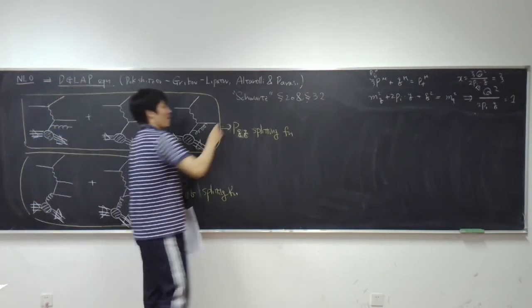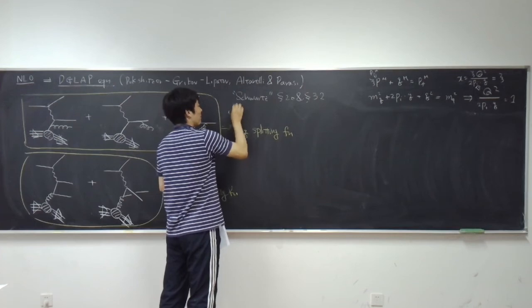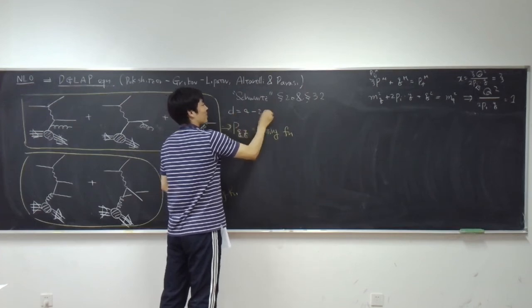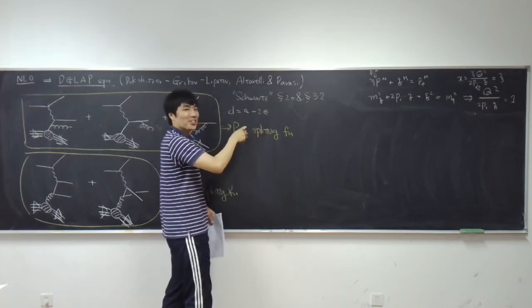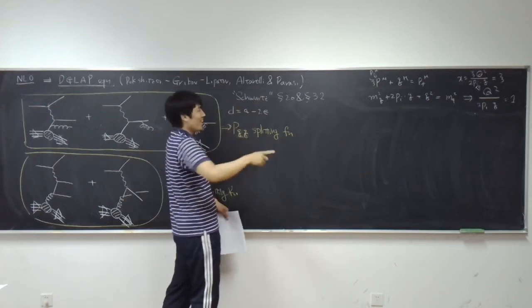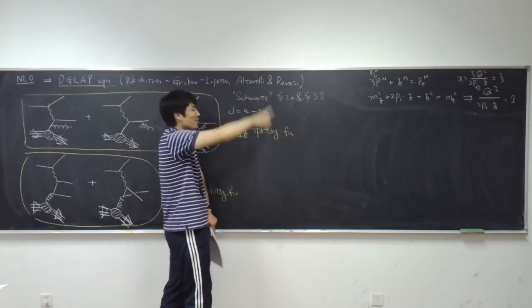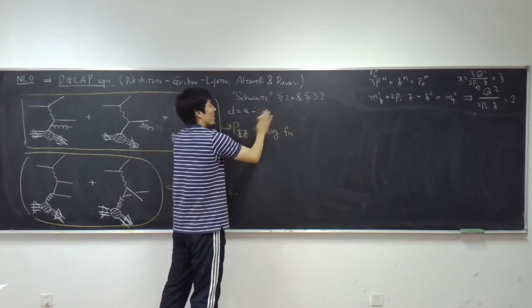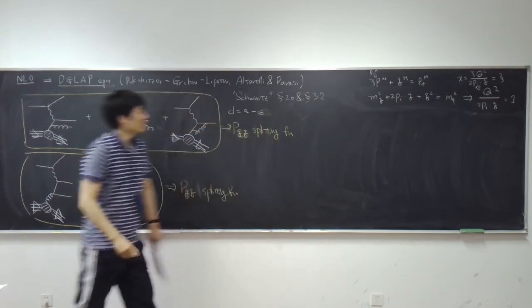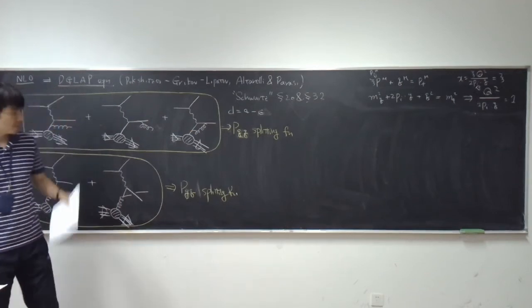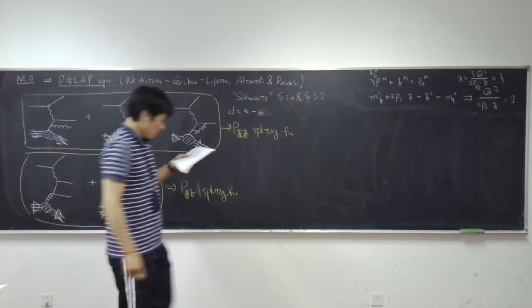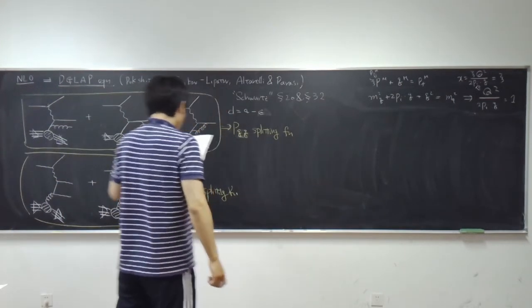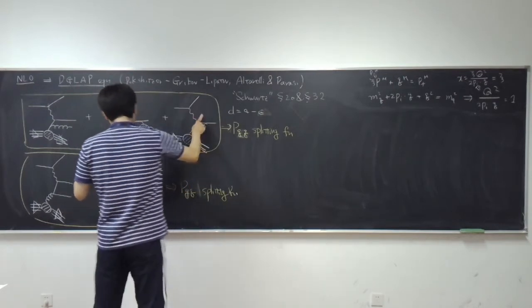Actually, in the Altarelli and Parisi paper, they take this way of regularization. That's why I made a mistake. I just looked at the original paper and they use the 2 epsilon notation. That's why I made a mistake last time. D is equal to 4 minus 2 epsilon. Okay, dimensional regularization.